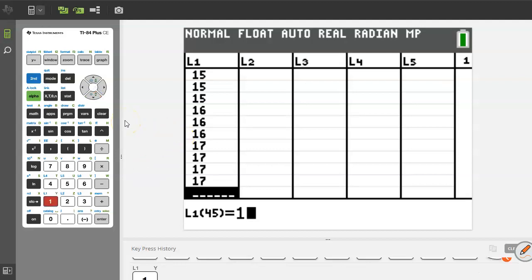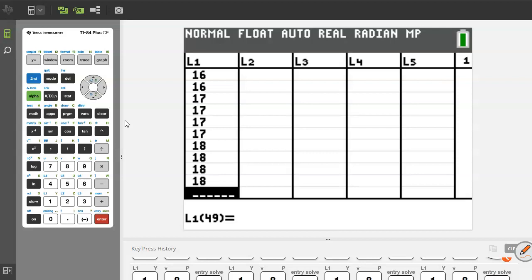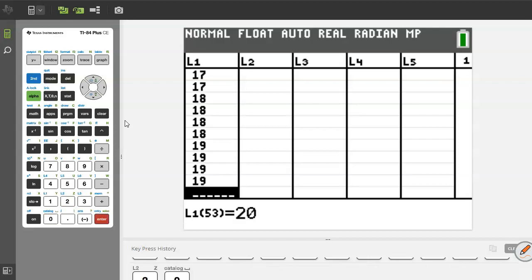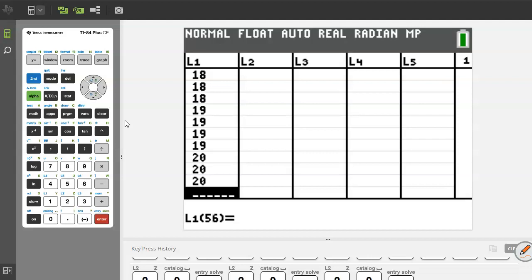So we have 18. We have 4 18s. 1, 2, 3, 4. Okay? And now we have 4 19s. 1, 2, 3, 4. We have 3 20s, 1, 2, 3. We have 3 21s, 1, 2, 3. 3 22s. Okay? 1 23. And 2 24. It makes me feel like it's final. Yes. That's it. Yes. For sure.